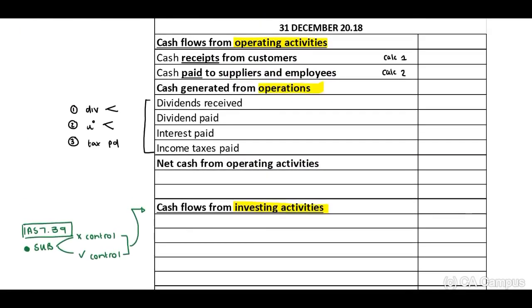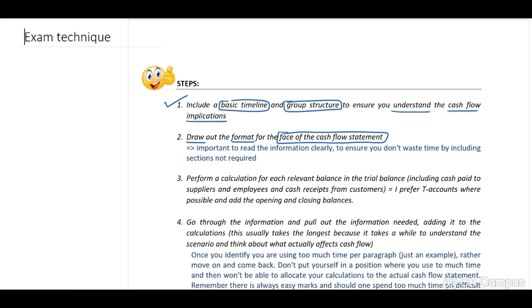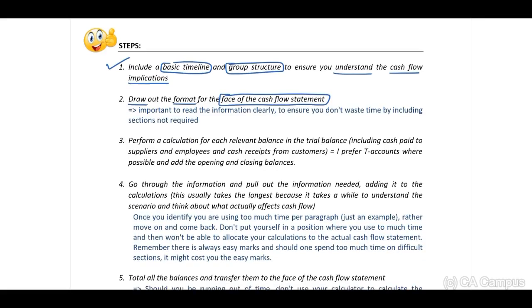If this is not included on your revision page, please add this. In terms of my exam technique, step number 2: draw out your format. We have done this. Remember, in terms of the format, leave sufficient lines open for smaller calculations.